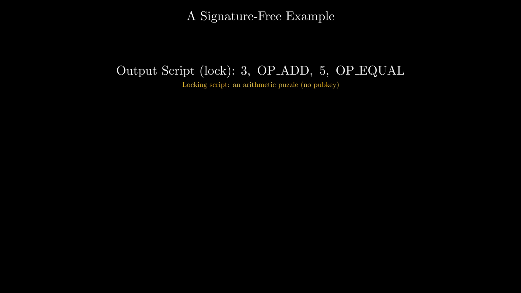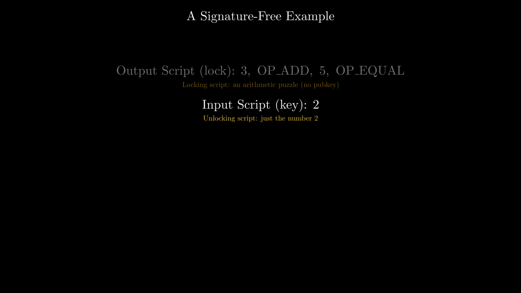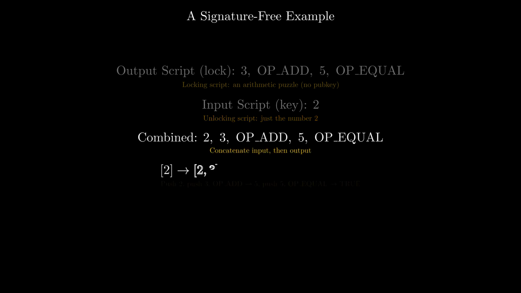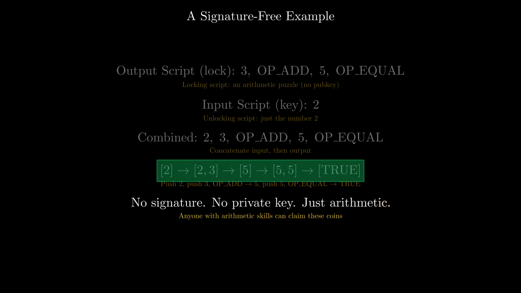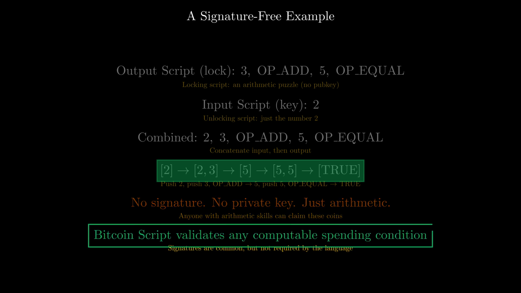Here's a surprising example. Suppose an output script is just 3, OP_ADD, 5, OP_EQUAL. Anyone who provides the input script 2 can spend this UTXO. Why? Because when you run them together, you get the same arithmetic we already did, ending in true. No signature required. Anyone with arithmetic skills can claim those coins. This breaks the common assumption that Bitcoin script is only about signatures. It isn't. Most real outputs do require signatures because that's how you prove ownership securely. But the language itself is more general. It validates any computable spending condition.